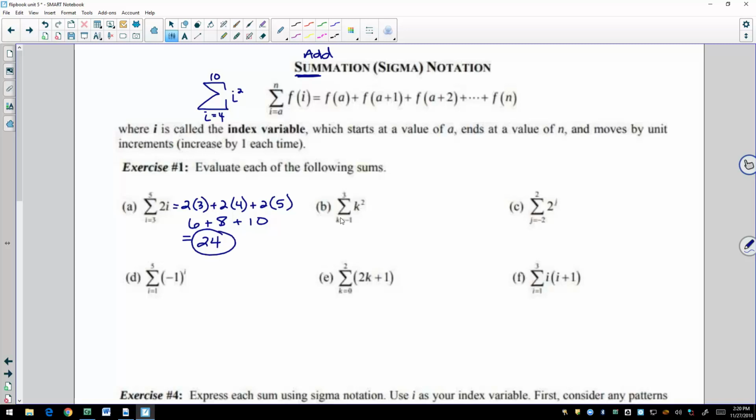Next one, this time it's K instead of I. You're going from -1 to 3. So that means you have to plug in -1, 0, 1, 2, and 3. And you're squaring each of these numbers. Now, this one I will show my work because you have to be careful.